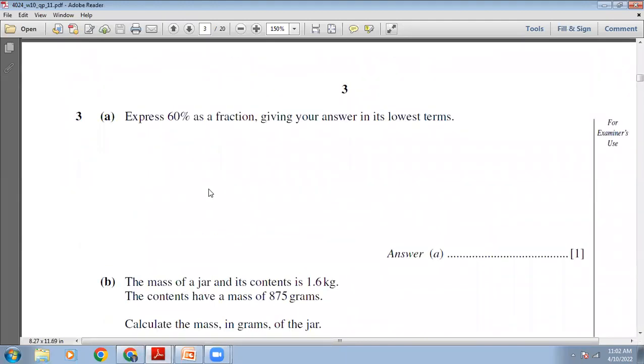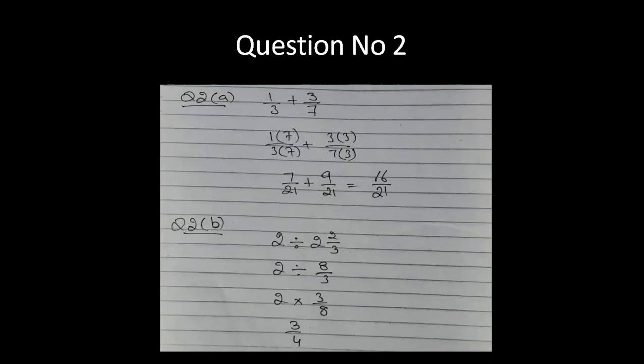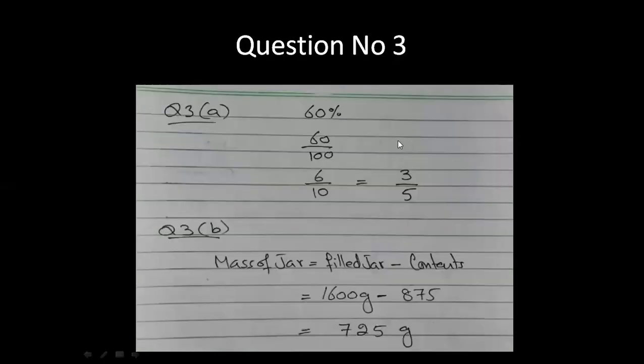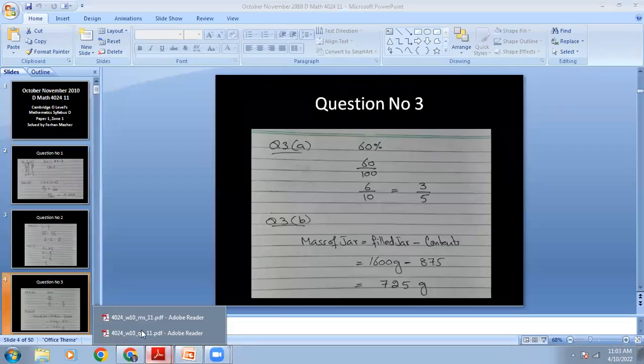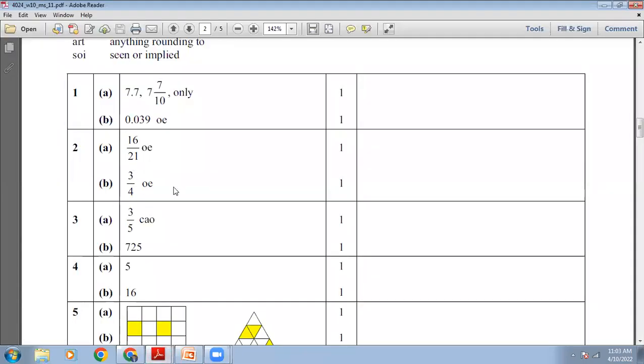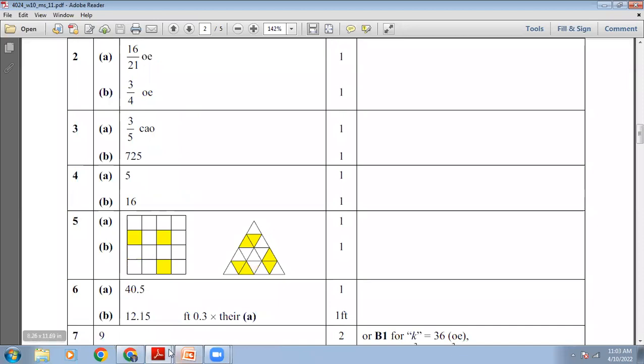Question number 3A part, express 60% as a fraction, giving your answer in its lowest term. 60% basically means 60 by 100. And 0 will be cancelled. You are left with the 6 by 10. Then you cancel with the 2. You are left with 3 by 5. So our answer is 3 by 5. 3 by 5 is the right answer, sir.